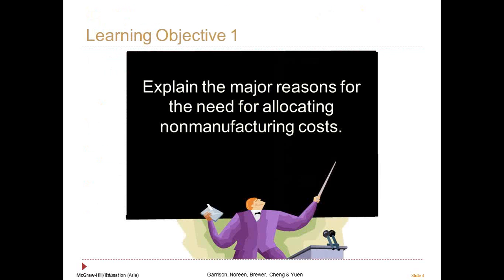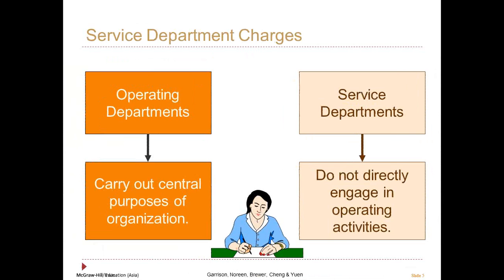So learning objective number 1, let's explain the major reasons for the need for allocating non-manufacturing costs. Most large organizations have both operating departments and service departments. The central purposes of the organization are carried out in the operating departments. In contrast, service departments do not directly engage in operating activities. So in this lecture we will discuss why and how service department costs are allocated to operating departments.